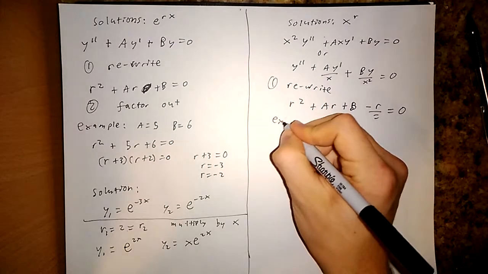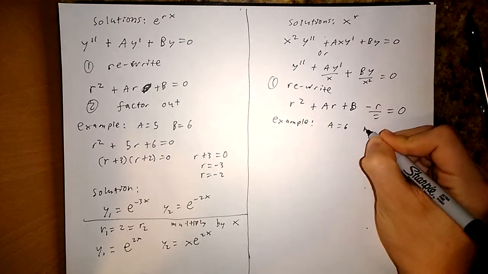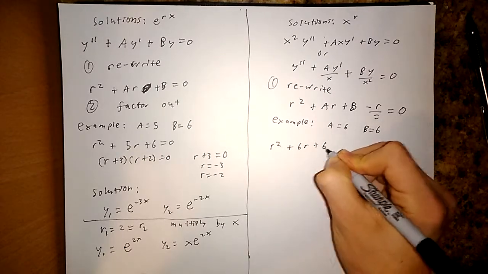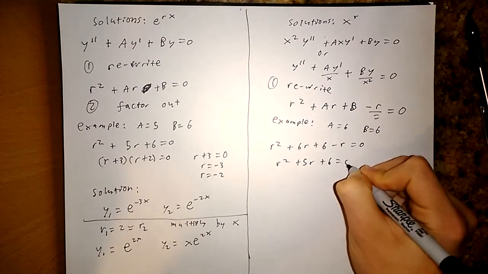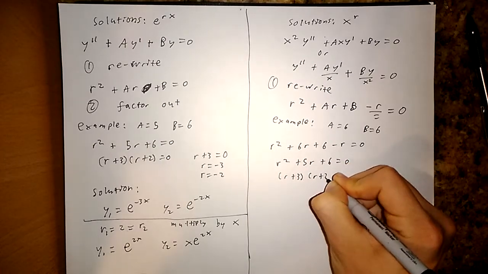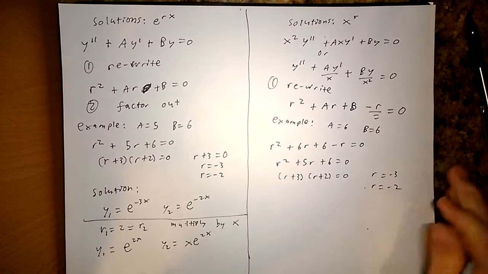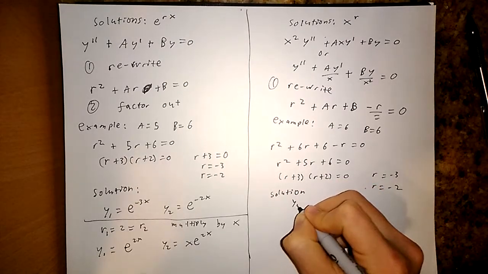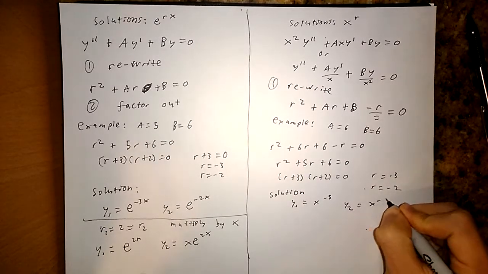So we're going to have an example. a is going to be 6, b is going to be 6. And this gives us r squared plus 6r plus 6 minus r equals 0. R squared plus 5r plus 6 equals 0. See how these are exactly the same? We're going to get the same roots, but that depends on what you have. So r equals -3, r equals -2. Then our solution is going to look like this: y1 equals x to the -3, y2 equals x to the -2.